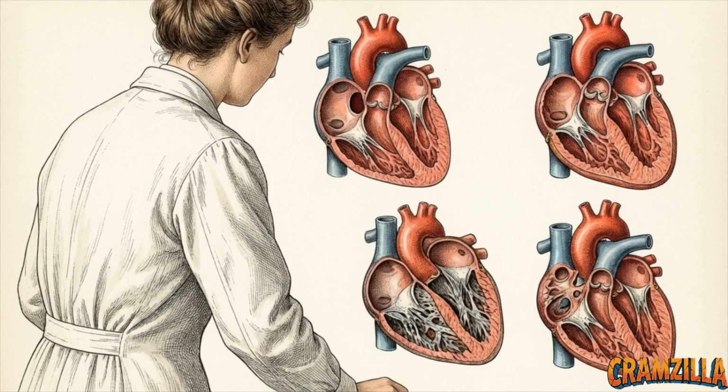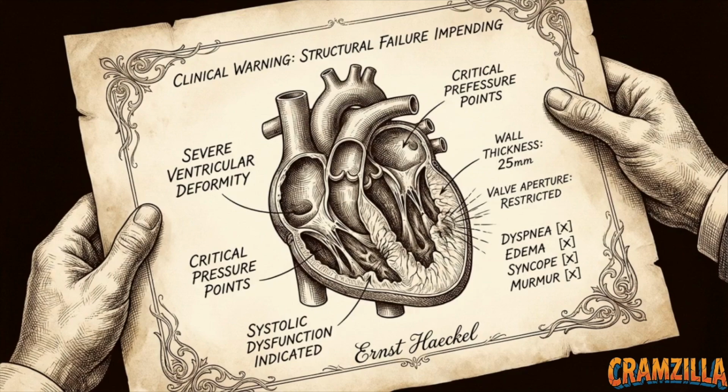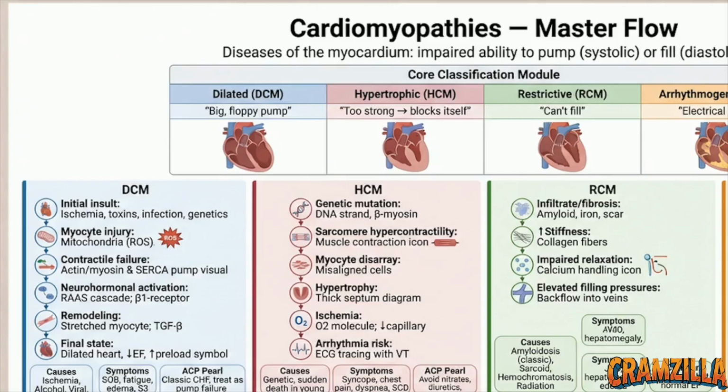Identifying which specific physical defect is occurring is the essential first step. A physician has to map out exactly how the structure has deformed to safely manage the symptoms before they can track down the underlying cause. Looking at the blue column on the far left of this chart, we start with dilated cardiomyopathy, or DCM. This is the big floppy pump.